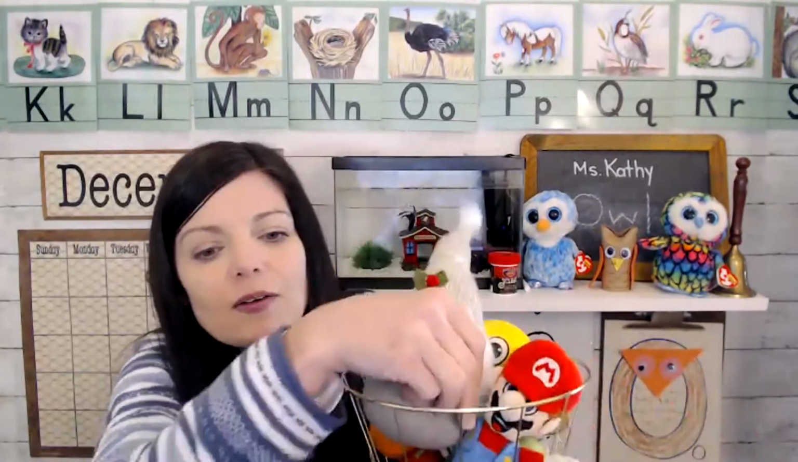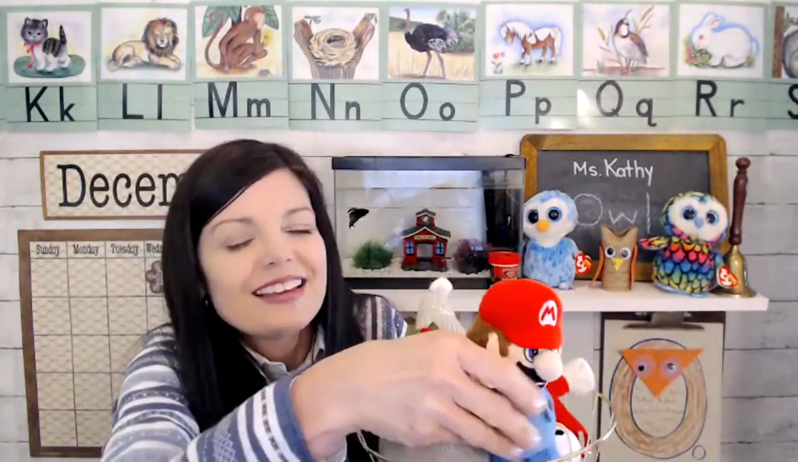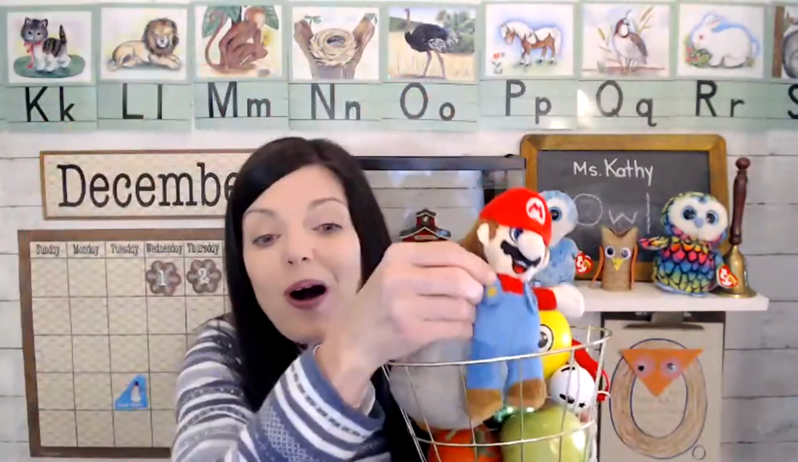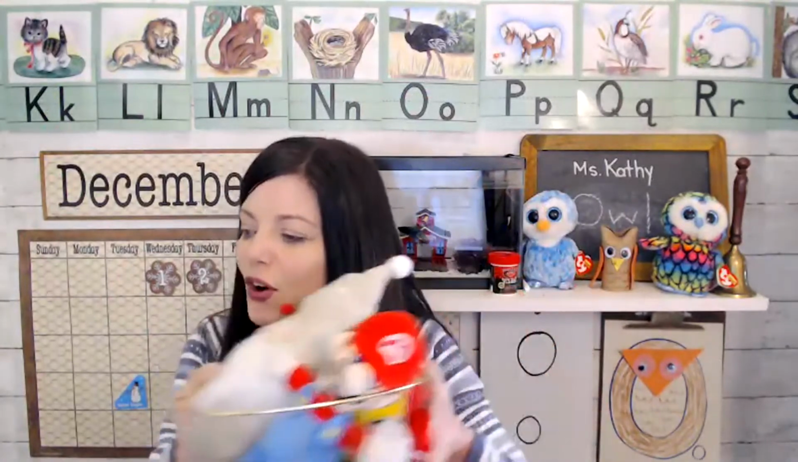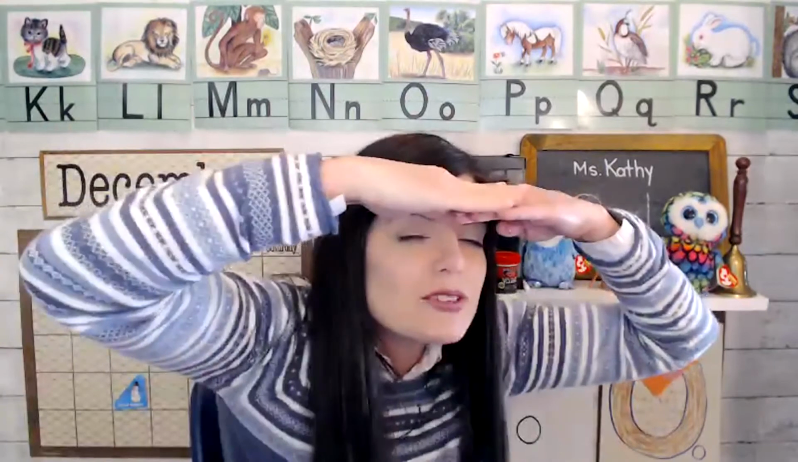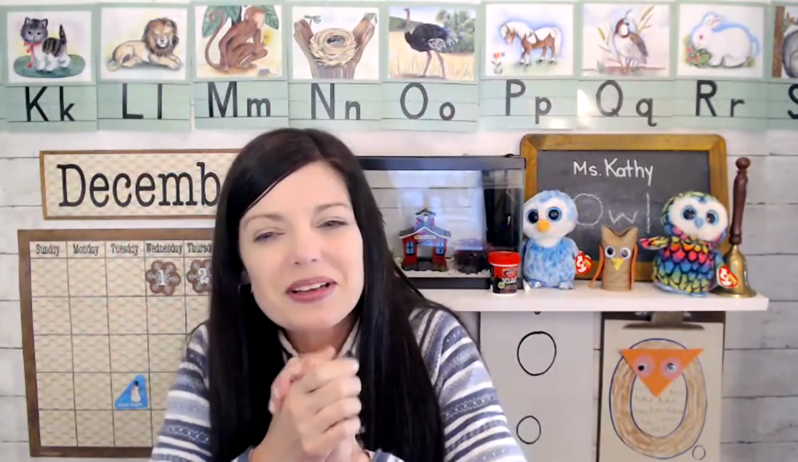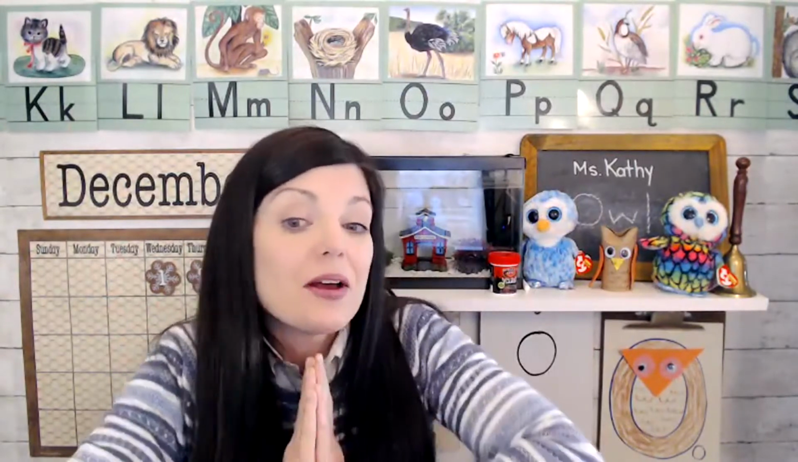So I also found this. Who is this? That's Mario, isn't it? Can you spot the sphere on Mario? His nose looks like a sphere. That's right, his nose looks like a sphere. Now he has some circle buttons, but his nose is round all the way around like a ball or a sphere. Well, I want you for homework today to look all around you and see if you can go on a sphere hunt today.